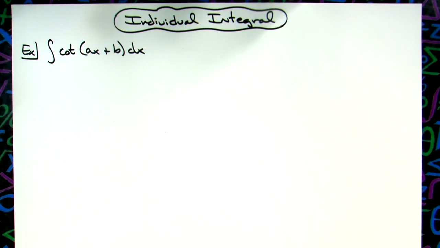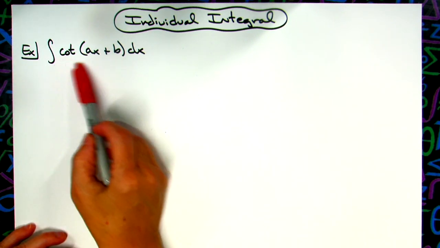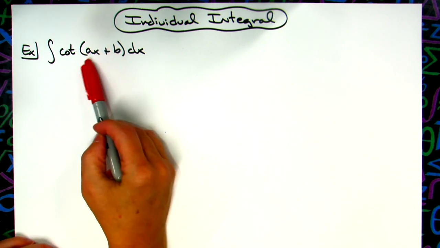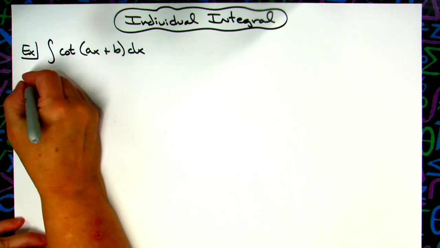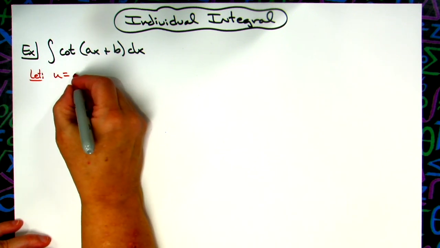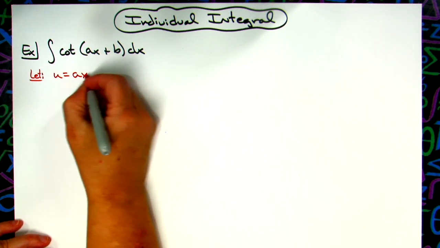Right, in this video, we're going to be working out just an individual integral. I am going to work it out in such a way that we're going to use a double substitution, two different substitutions to get to the final answer. So we're going to start here at the beginning. We're going to look at this inside part of the function, and we're going to let u equal ax plus b. So we're going to let u equal that inside part of that composite function, ax plus b.